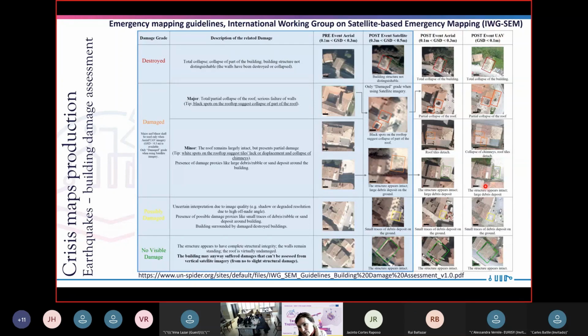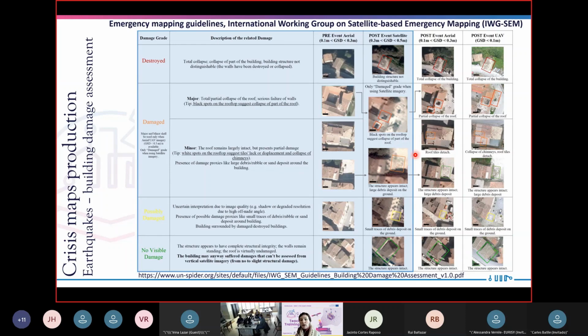So the even more detailed information comes from the unmanned aerial vehicle, flying at an even lower height. Actually, here the aerial and the UAV ones are very similar, but it depends on the flight height. And here you see how much worse the visualization can be over a satellite image with respect to an aerial one.